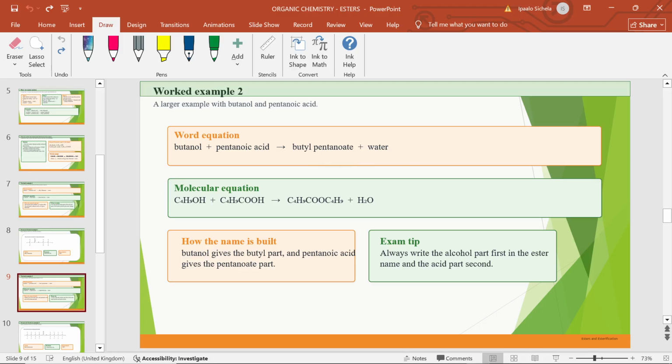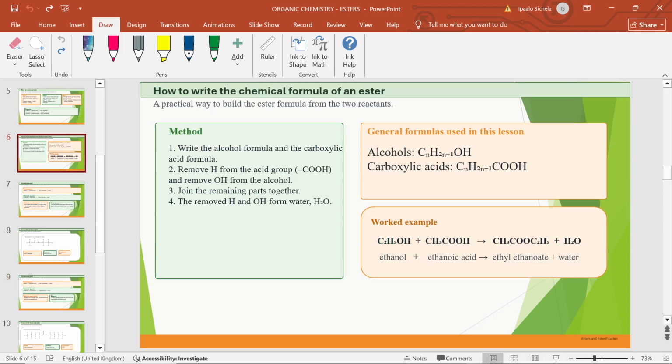Now what about the molecular equation for this word equation? How do I write the molecular equation? First start by writing the chemical formula or molecular formula for butanol. All alcohols obey the general formula CnH2n+1OH. Butanol, but means 4. So in place of n we put 4. So C4, then 4 multiplied by 2, 8, plus 1, 9.